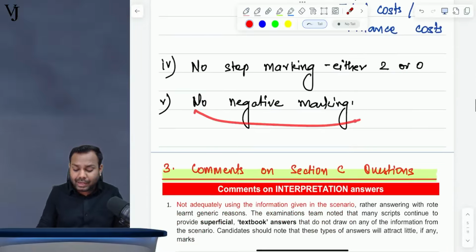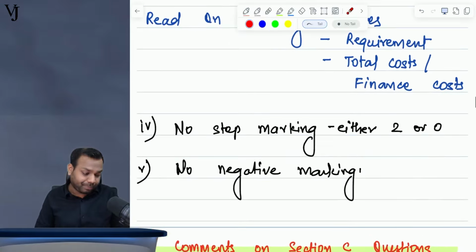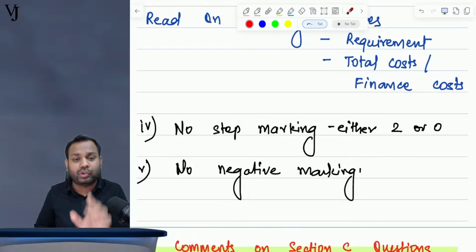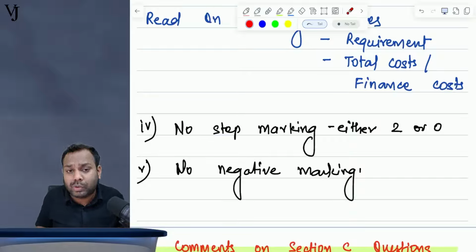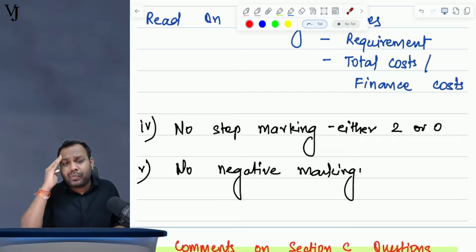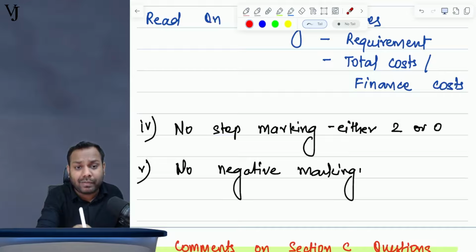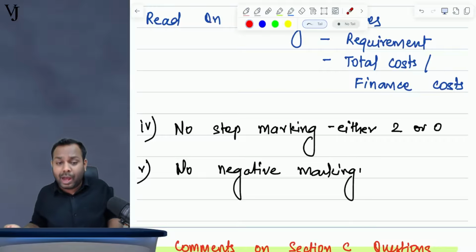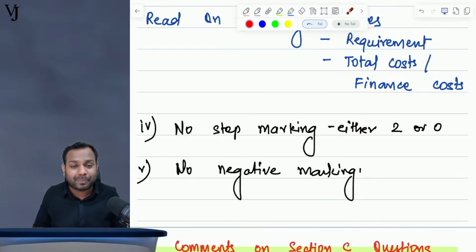Now, when I say no negative marking, how can we best utilize this part? Definitely the questions which you know, you should solve. But there might be some questions which you don't know. Don't leave that question, there is no negative marking. Even if you don't know the question, apply your logic and solve it. Even if it is wrong, there is no harm. But if it is right, you will gain 2 marks. So make use of this process.